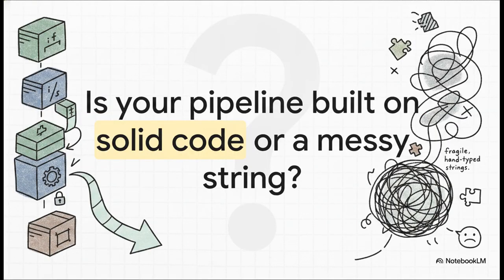So as we wrap up this explainer, I want you to ask yourself a really critical question about your own code base. Are your AI pipelines built on solid code, or are they just a messy string of words? Are you still relying on fragile hand-typed strings, or are you ready to upgrade? By utilizing strict chat roles, Python template classes, Pydantic validation, and programmatic optimizers, you can build AI architectures that actually scale. Start treating your prompts as structural code components today, and just watch how much more reliable your AI applications become.